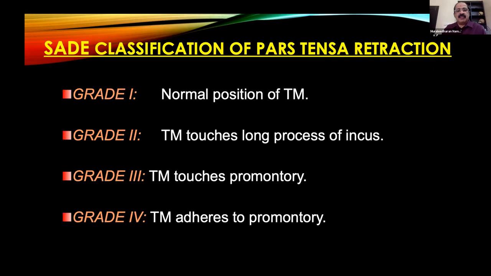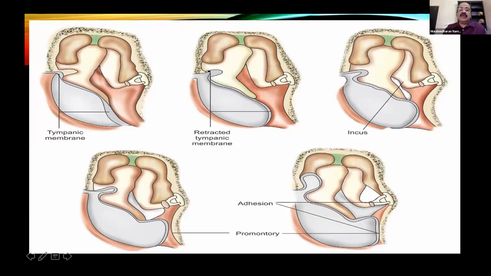And this has been described as grading 1 to 4, starting from normal position, or grade 2 where it touches the incus, and grade 3 touching the promontory, and grade 4 where it is adherent to the promontory. This is a diagrammatic representation, starting from the normal drum, going to the small retraction pocket, touching the incus, then going and touching the promontory, and later it adheres to the promontory. The adhesive otitis media.